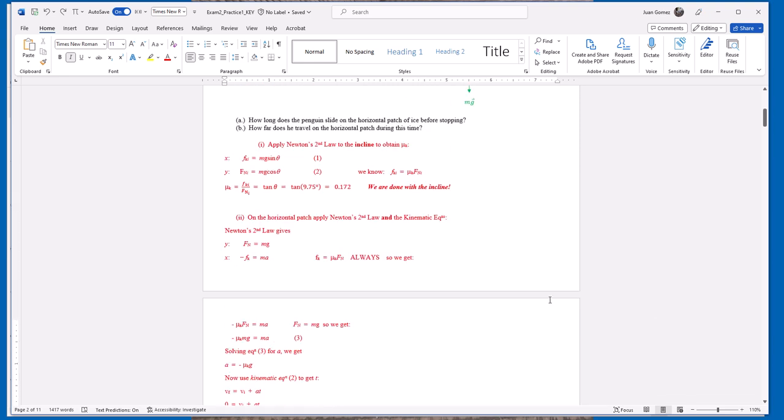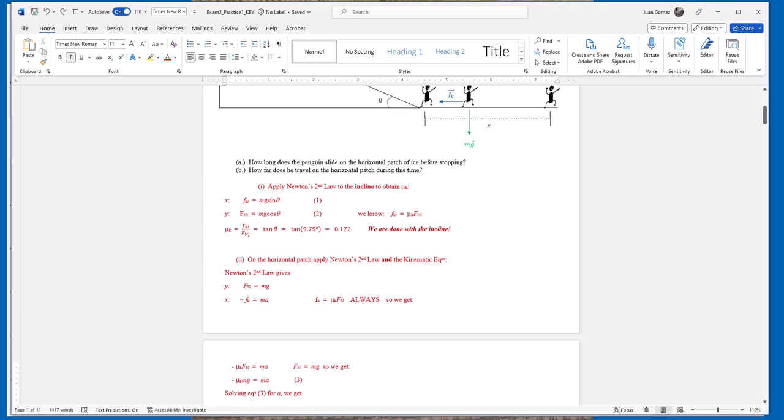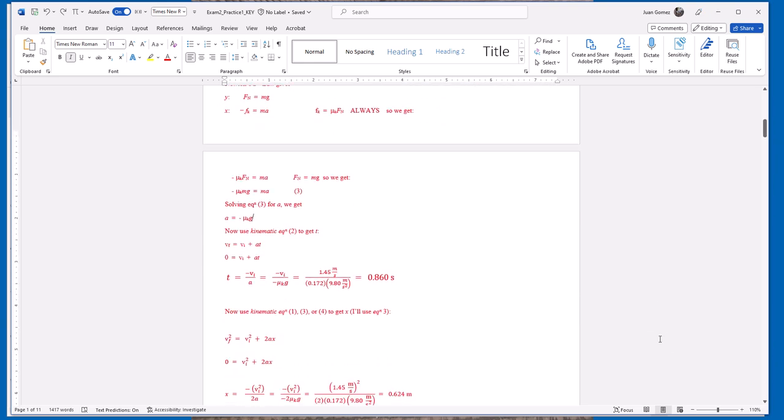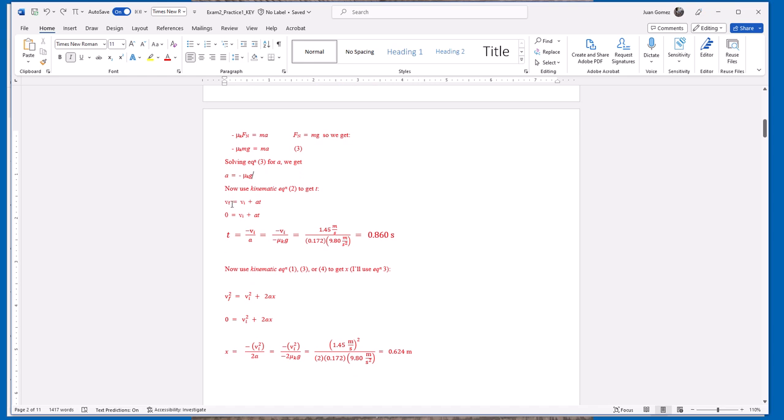Okay, so now let's look at what I'm asked to solve for. Again, now we're on the horizontal. Remember, we're done with the incline. I want to know how long the penguin slides on the horizontal before stopping. I want t, and I want to know how far. So I want x and t for the penguin on the horizontal. Well, let's use 1D kinematic equation 2 to get t. Because equation 2 states Vf equals Vi plus At.